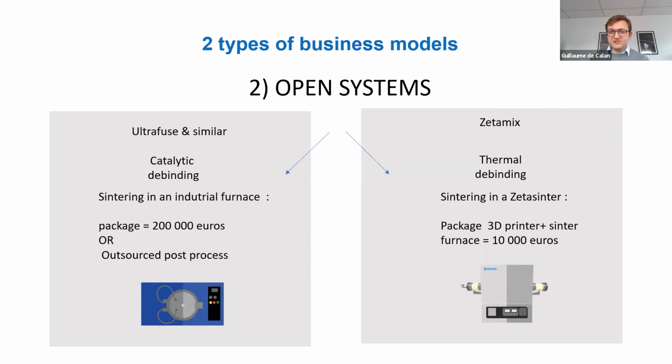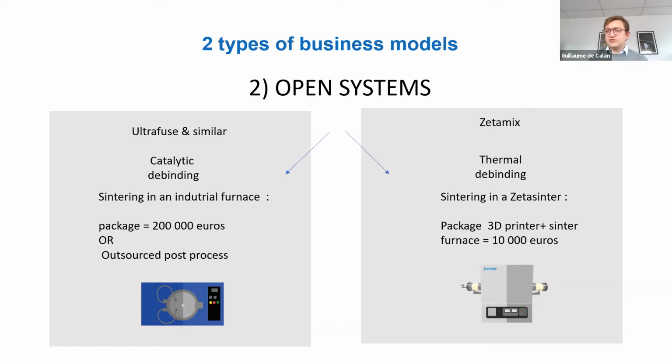Ultrafuse will use a catalytic debinding, which means you put the part into vapors of nitric acid. So you need a furnace that can supply that nitric acid for debinding, and then you need another furnace for sintering. And in the case of Zetamix, we're doing a thermal debinding, which means we're using the same furnace for debinding and sintering. That's the main difference. Apart from that, the technology is really the same.